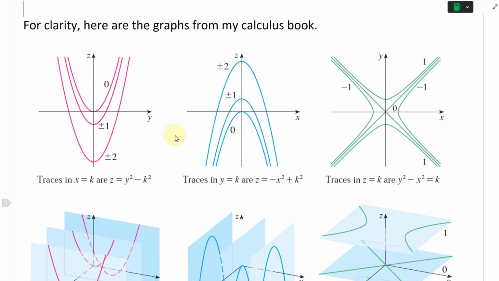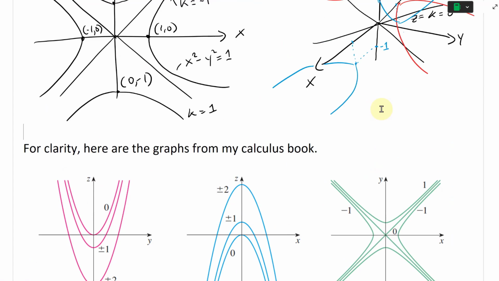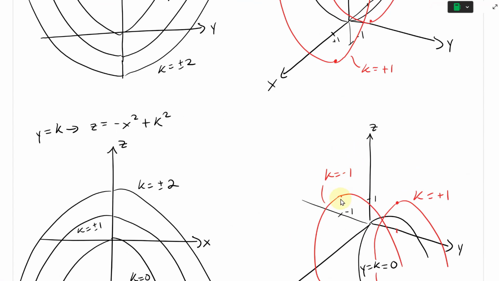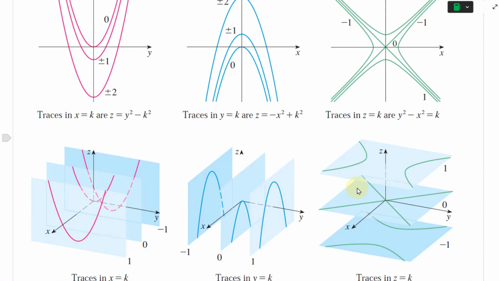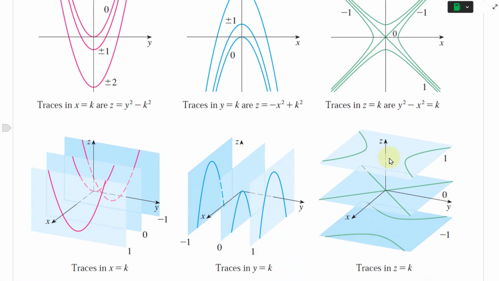And then likewise the traces in y equals k go like this. It's like a saddle like that, and it goes this way here. So that's what we had. And then finally the advanced one, the hyperbolas, this right here.